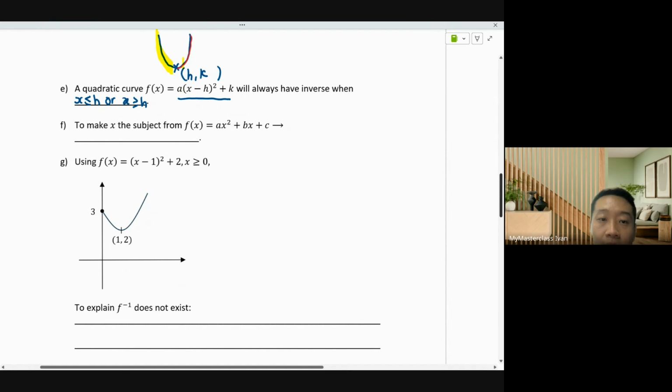Okay? To make x the subject from a quadratic equation, what is the technique we use? Complete the square, correct?